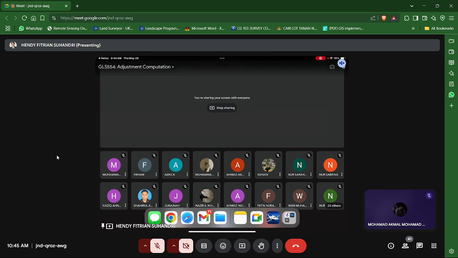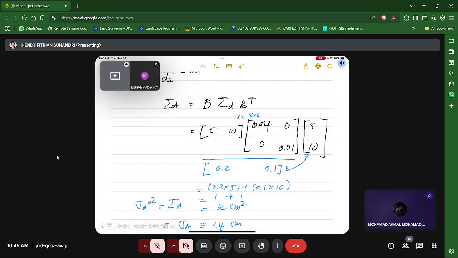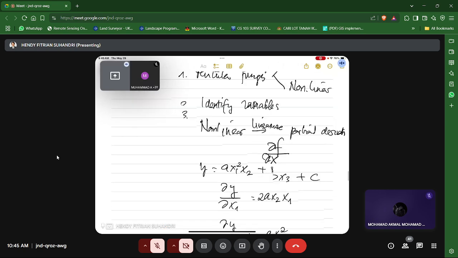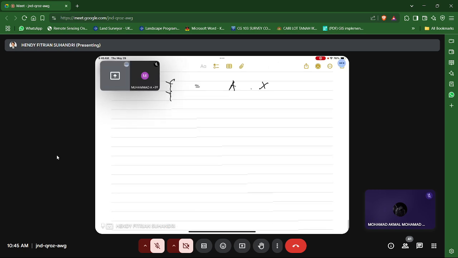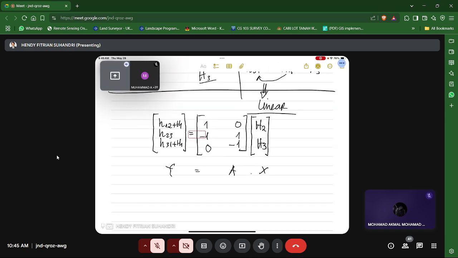Okay, sorry for that. So let us continue. Here we have y equals A times x. Actually, this equation is already linear. So in the case of surveying, leveling is linear. Okay, this is for your information.